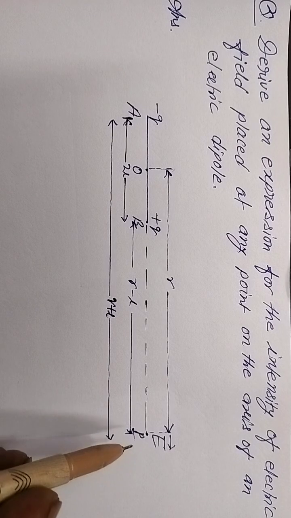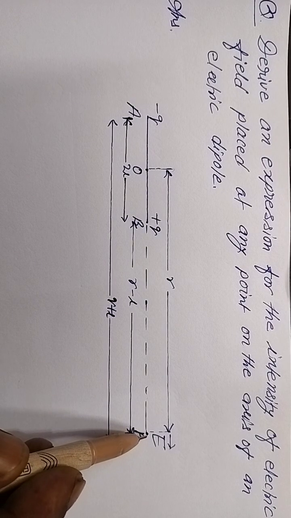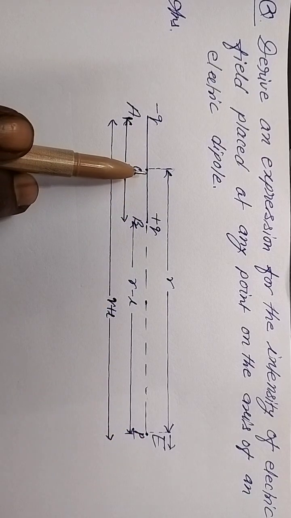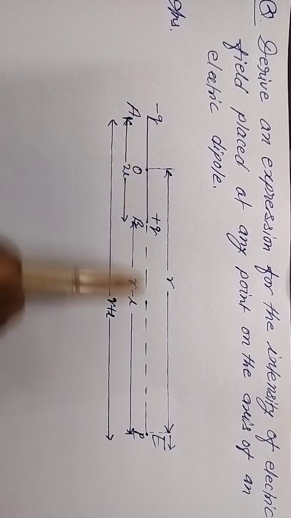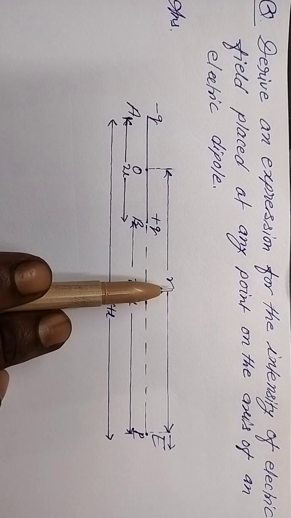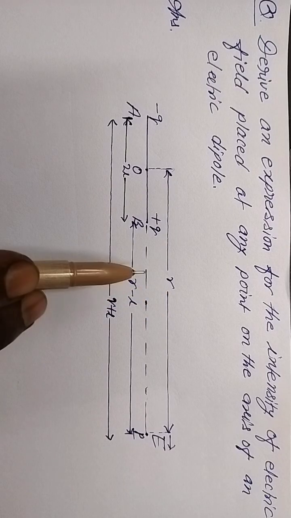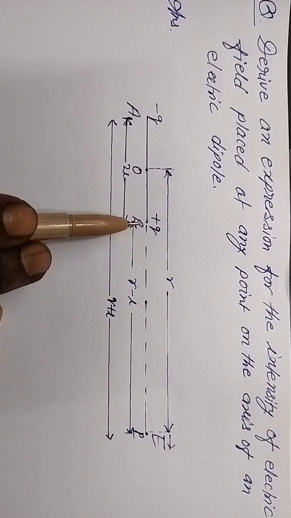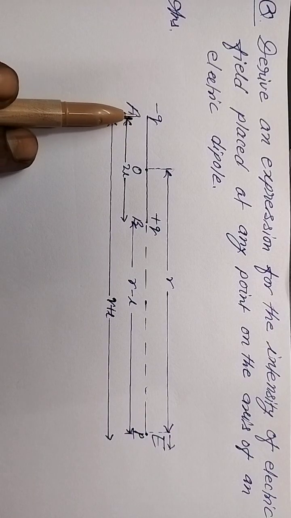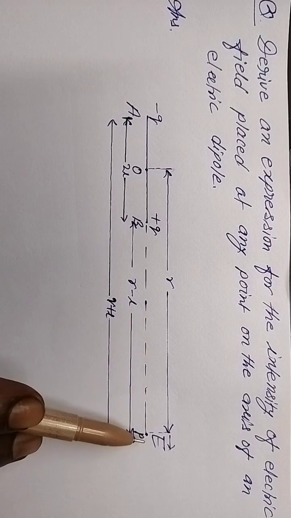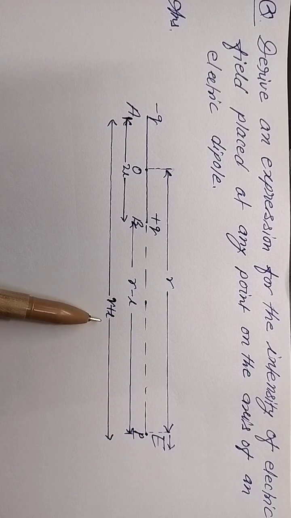Now, at a point P on the axis of the dipole, we consider the distance from the middle point of the dipole to point P to be R. Now look at the diagram. The distance from point B to P will be R minus L, and the distance from point A to point P will be R plus L.